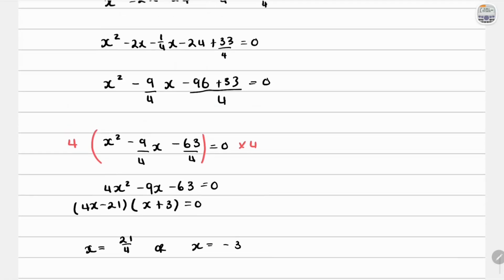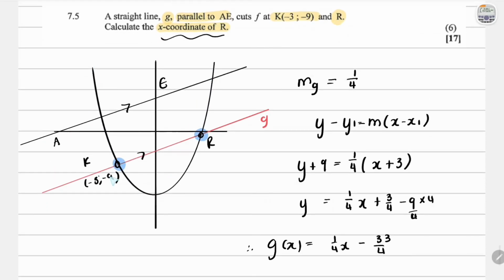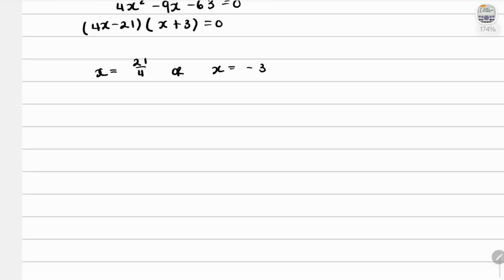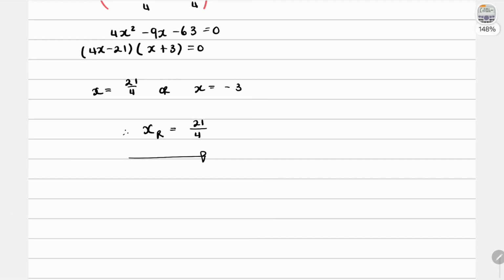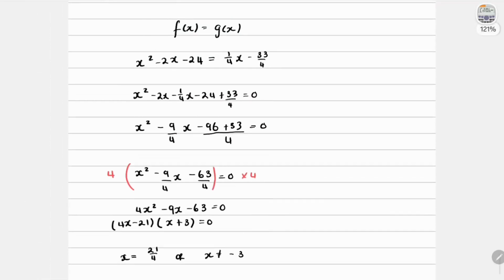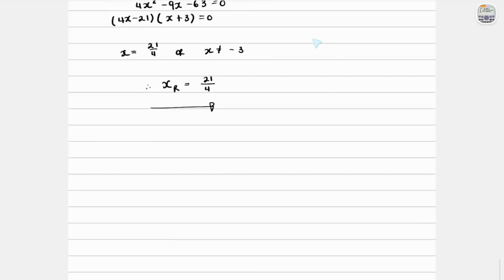Now we need to pick which one belongs to R. Remember that it cut the graph of f at 2 places, here and here. We see that one x value is negative 3. That is clearly K. And then the other x value is what we'll take as R. So the x value of the point R, that is the 21 over 4. And that is our answer. Okay, so we're going to reject this one because we already have that. So that is our answer, and that is it for this question, for question 7.